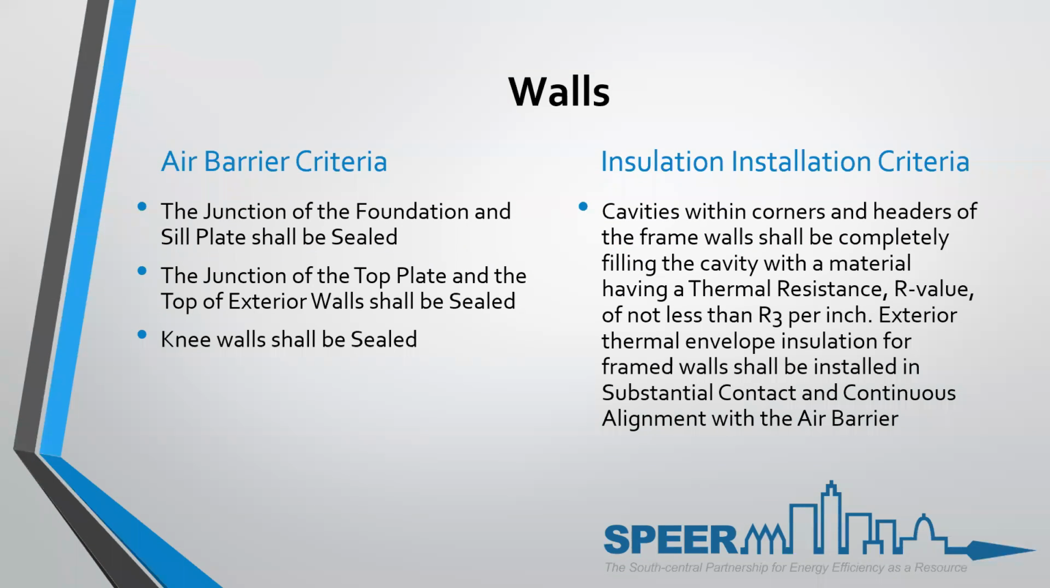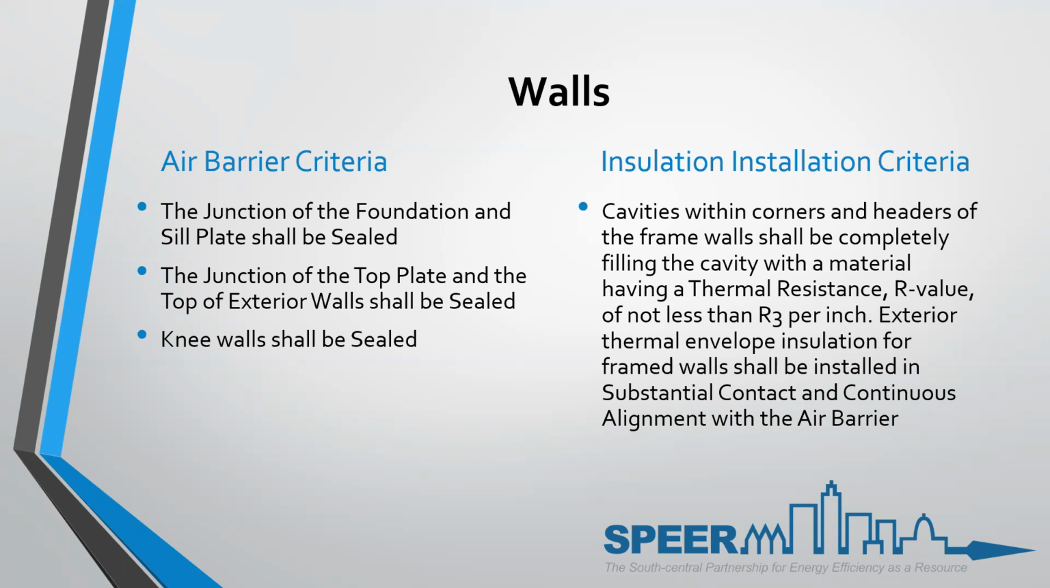So onto walls. So the air barrier criteria: the junction of the foundation and sill plate must be sealed. The junction of the top plate and the top of the exterior walls must be sealed. Knee walls shall be sealed. And then installation criteria is cavities within corners and headers of frame walls shall be completely filled, completely filling the cavity with material having a thermal resistance R value not less than R3 per inch. Exterior thermal envelope insulation for frame walls shall be installed in substantial contact and continuous alignment of the air barrier.